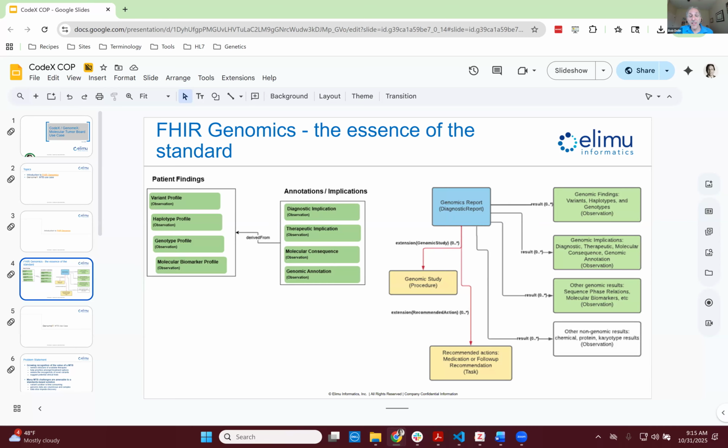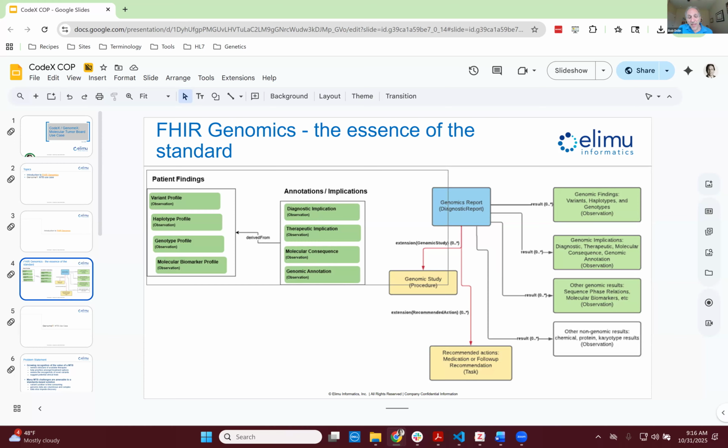So we can talk about diagnostic implications. For instance, this variant increases your risk of this type of cancer. We can talk about therapeutic implications: because your tumor has this particular variant, this particular drug is predicted to be sensitive or predicted to be resistant. We can talk about molecular consequences of the patient findings, such as this particular variant. We can tell it's likely to introduce a stop codon and be a truncating variant. And we can include arbitrary annotations.